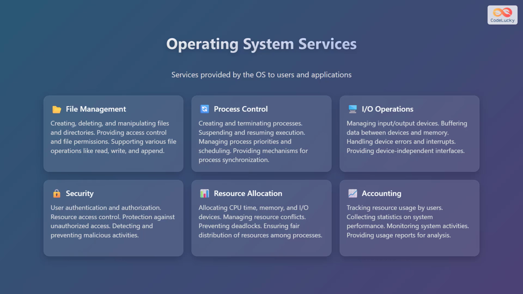Fifth, resource allocation. It allocates central processing unit time, memory, and input-output devices. It manages resource conflicts and prevents deadlocks. It also ensures fair distribution of resources among processes. Sixth, accounting. It tracks resource usage by users and collects statistics on system performance. It monitors system activities and provides usage reports for analysis.